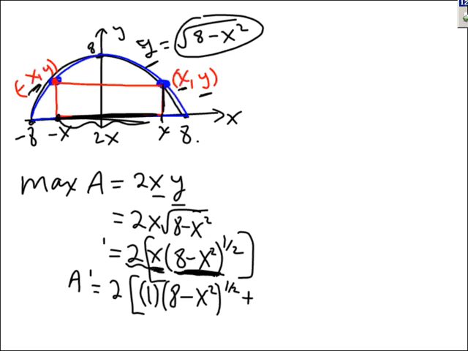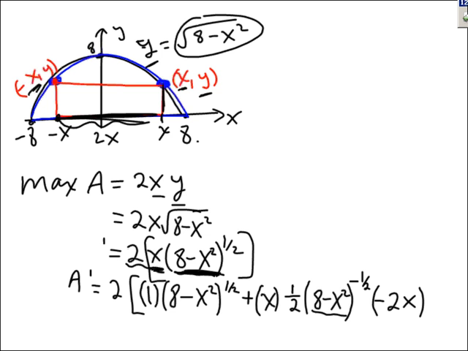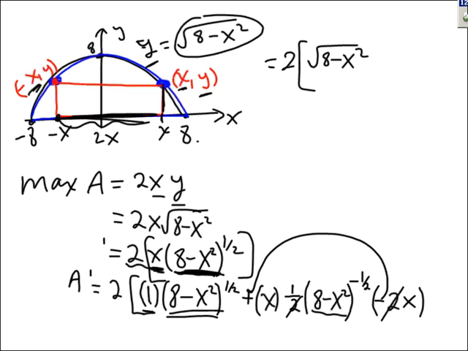Plus just the first function times the derivative of the second function, which is 1/2 times what's in the brackets to the 1 less, times the derivative of what's in here, which is negative 2x. The 2 and the half cancel. So what we have is, well, there's the 2 in front, we have 1 times this, which is just the square root of 8 minus x squared. This minus, I'm going to put in front as minus.